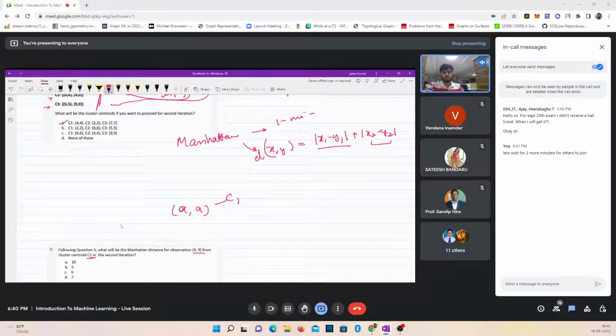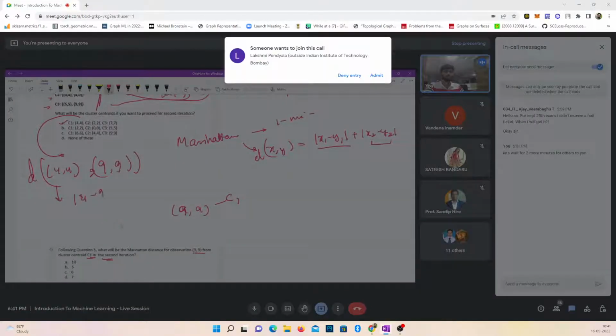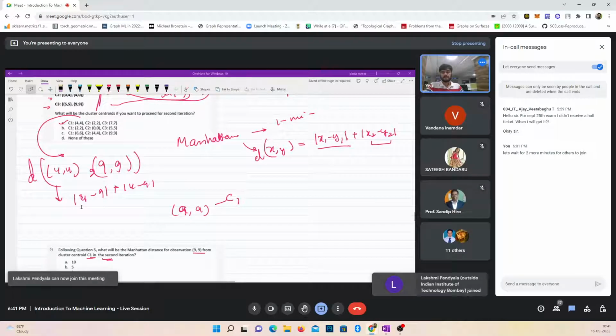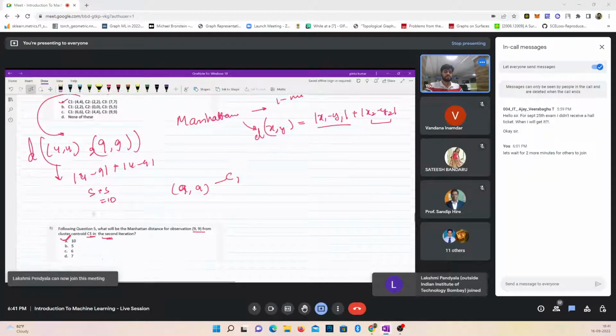It is asking for the distance from the centroid of C1. What is your centroid for C1? It is 4, 4. What is its Manhattan distance to the point 9, 9? It is 9 minus 4 plus 9 minus 4. I think this should be easy. 5 plus 5, it is 10. So your A option is correct.